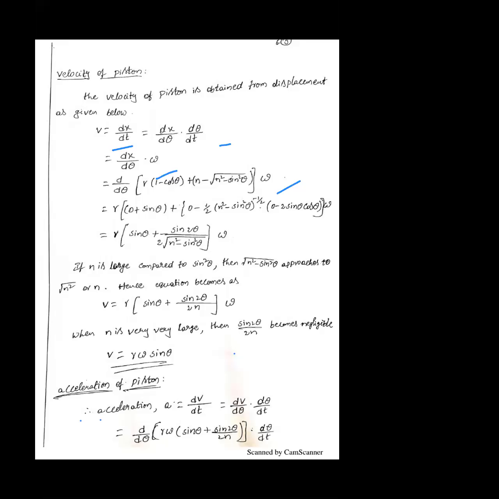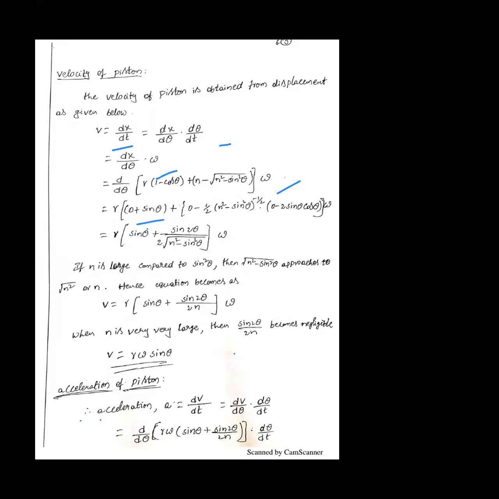So that is r into the differentiation of 1 minus cos theta. 1 is a constant, so its differentiation equals 0, and the differentiation of cos theta is minus sin theta. So minus of minus gives plus sin theta. That is our differentiation term.